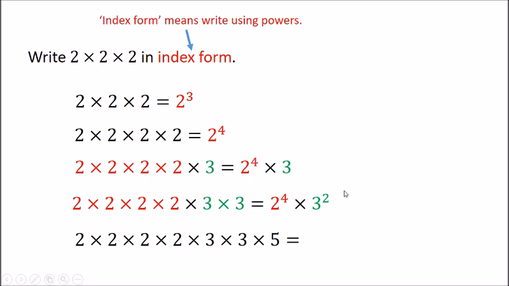Okay, last question. So let's sort out the 2's. So 2 times 2 times 2 times 2. We're going to call that 2 to the power of 4. Now let's sort out the 3's. So 3 times 3 gives me 3 to the power of 2, or sometimes we say 3 squared. And then finally, I've just got a 5 on its own. So let's do this one blue, and we're timesing it by 5. Okay, so that's how you write it in index form. So index form means write it using the powers.